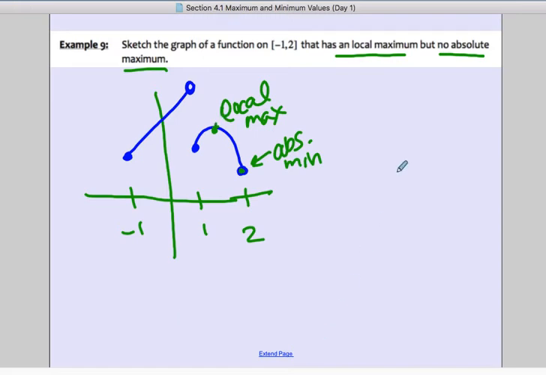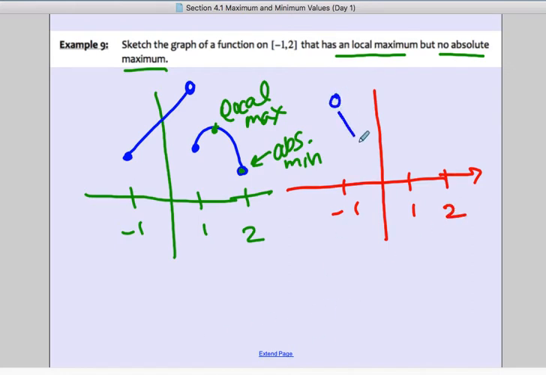Another option for this case is something along the lines of, technically, a closed interval. I'm looking from -1 to 2, and I've got closed points on it. And then, does it have a local max? This would be my local max. But it is not the biggest point, so there is no absolute max, because that's not a closed circle.